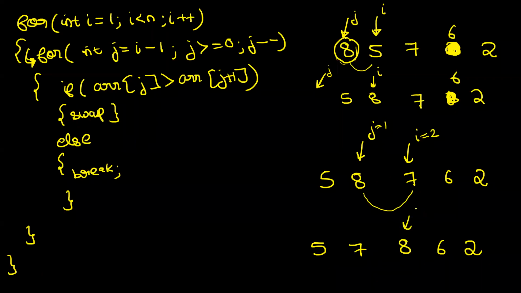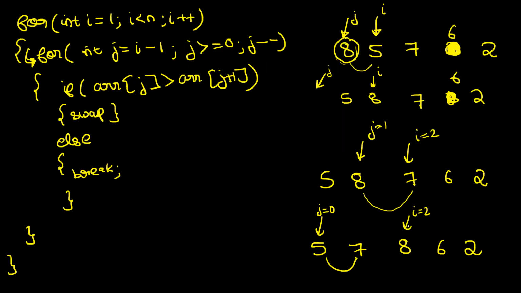Now what will happen, guys? Can anybody help me? After swapping, what will happen? J minus minus. So now J comes here. Now guys, try to understand. J has come to index 0. Again, I will compare. 0 is greater than equal to 0, that is fine. Again, you compare ARR of J with ARR of J plus 1. So you compare 5 with 7. And what do you see? 5 is less than equal to 7. So I enter into the else part and I simply break. Done this pass. I break.